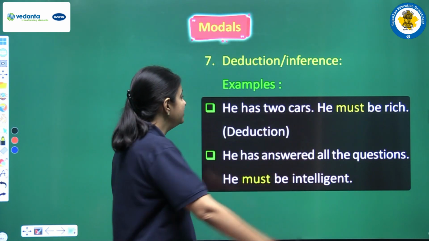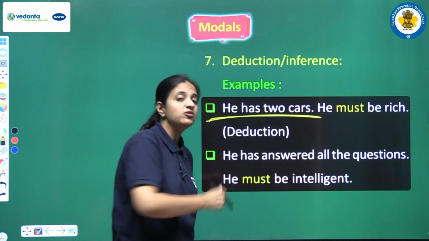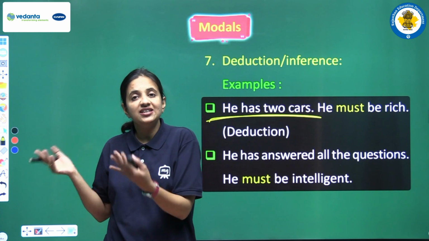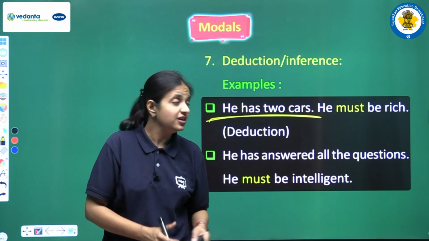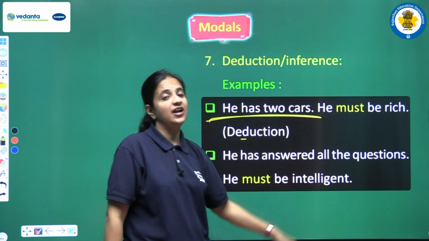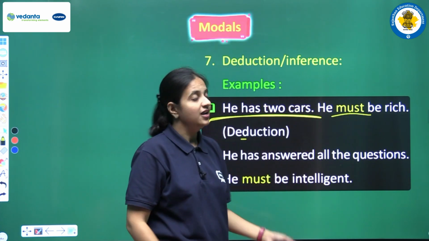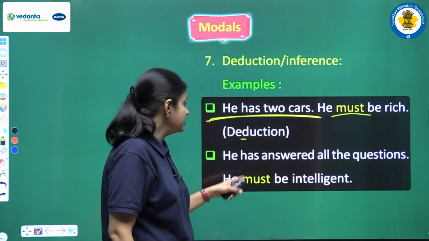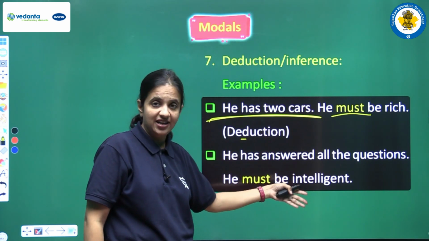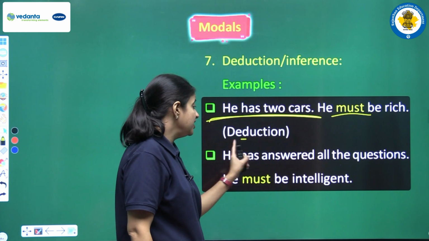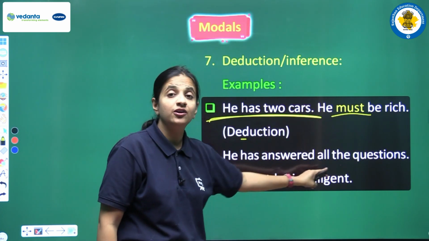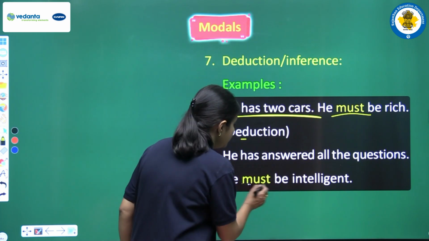So here we have this observation, we are talking about someone and we are saying that he has 2 cars. After this observation, our conclusion is that he must be rich. Okay, so this is an example of deduction, and we are using must here. Similarly, we have another sentence: he has answered all the questions, he must be intelligent. So this is our observation that he has answered all the questions, and after this we reach the conclusion that he must be intelligent.